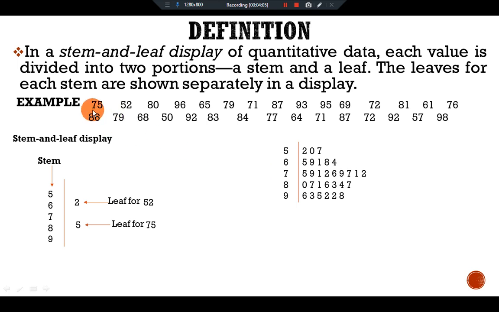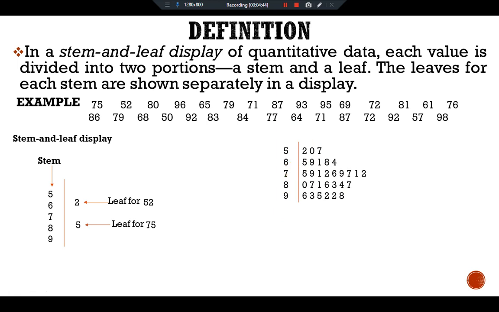If you see, the first score is 75, we put 7 here and we put 5 here. Then the score is 52, and we put 5 here and 2 here. Then we have 80, 8 here and we put 0 here. For 96, we put 9 here and 6 here. And when we have 65, we put 6 here and 5 here. Like that we are making the leaves on the basis of the same stems.